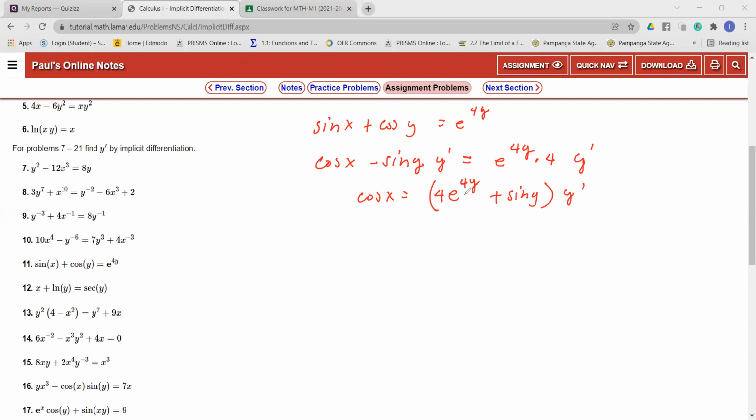And then again, dividing both sides, kung ano may nakatouch sa y prime nyo, therefore, finally, my y prime will be cosine x, interchange ko na lang, no? All over 4e to the 4y plus sine y. So this is then the derivative for your number 11.